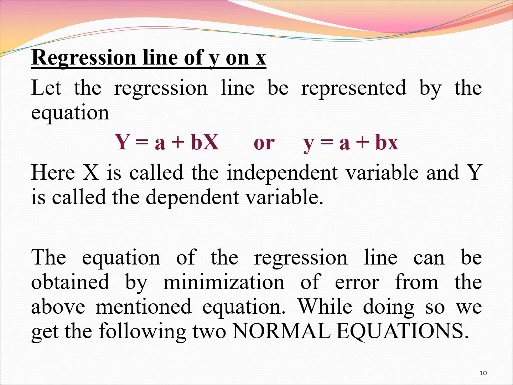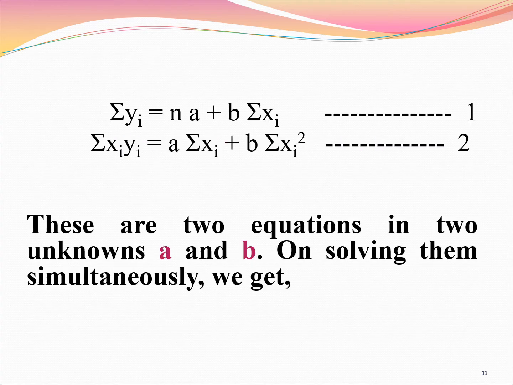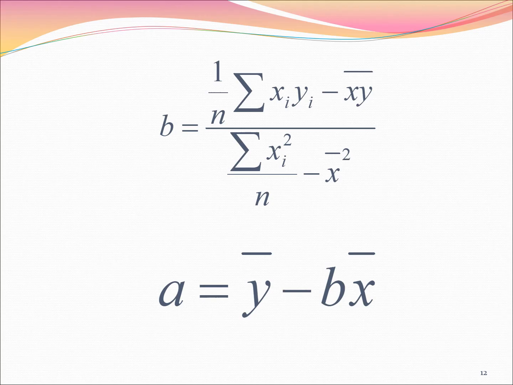two normal equations when we differentiate the error with respect to the two constants a and b. These are the normal equations. When we solve these two equations in two unknowns a and b, we will get a and b in the form of the following formulae. These are the formulae with the help of which a and b can be estimated.